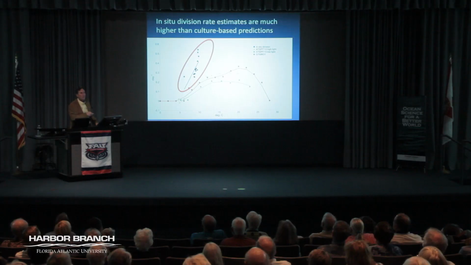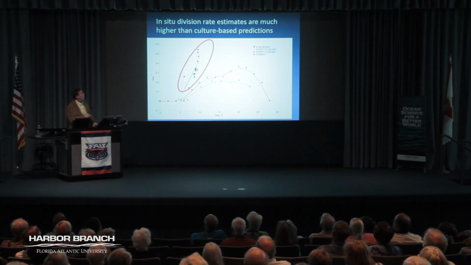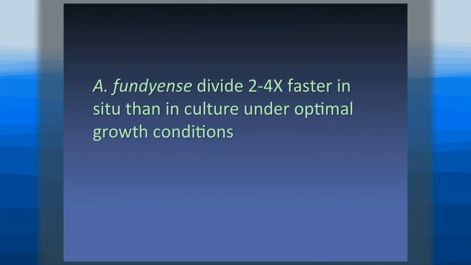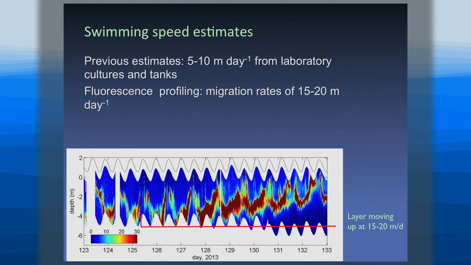And I could give you other reasons to convince you that that's not an artifact, but I don't have time. Believe me, we've looked into it, and we do believe those are true in situ growth rates. So what does it mean? That these cells divide 2 to 4 times faster in situ than in culture. So not only are they having a lot more gametes, a lot more sex, they are also growing faster than we thought. Let's look at how fast they're swimming.